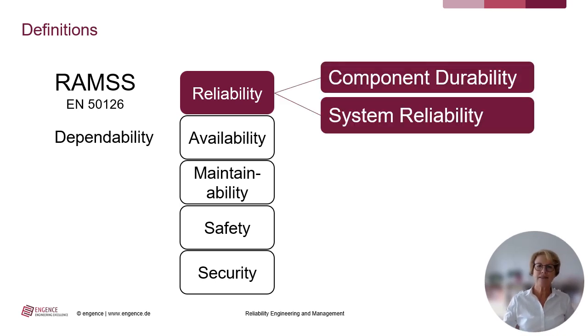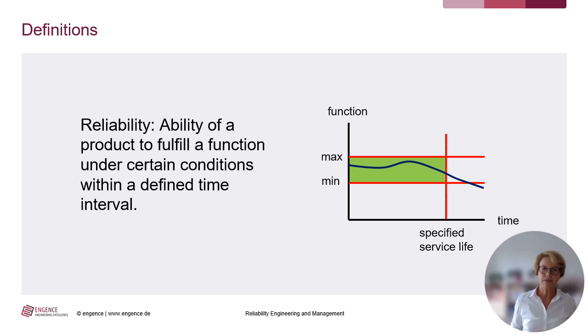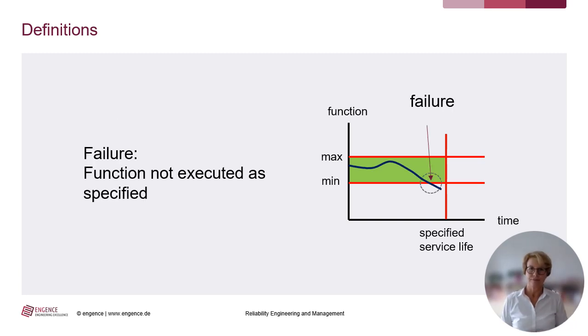By reliability, we mean the durability of components and the reliability of systems. On this slide, you see the definition of reliability. What does it mean? Reliability means that a function is executed under specified conditions within a defined time interval. The time interval is usually the specified service life, for example, 10 years. If the function is not carried out as intended, it's a failure. Since we are talking about the durability of components here, we can also speak of a component failure.